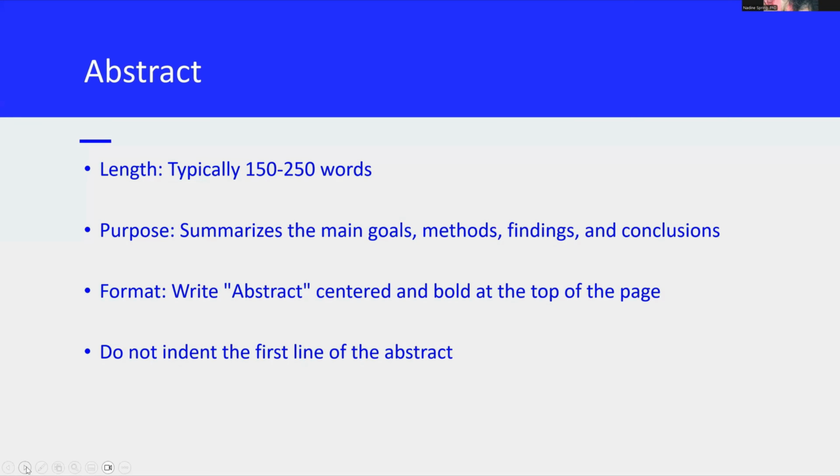When you're formatting your abstract, you want to write the word abstract centered and bolded at the top of the page and make sure not to indent the first line of the abstract. Include key elements such as the purpose of your projects, the methods you used, the main findings, and any conclusions or recommendations. The abstract is going to help your readers quickly understand what your project is about and decide if they want to read more.